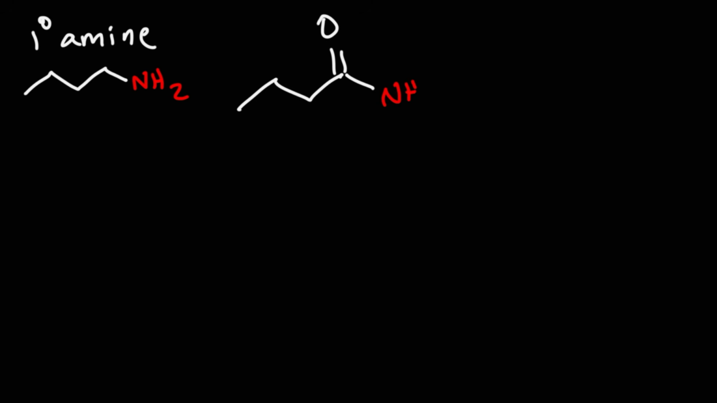So what we have here is, as mentioned before, an amine, but particularly a primary amine, since the nitrogen only has one carbon attached to it. Now, what happens if we add a carbonyl group to the amine? What does this become? So this is a familiar functional group. You know it to be an amide.